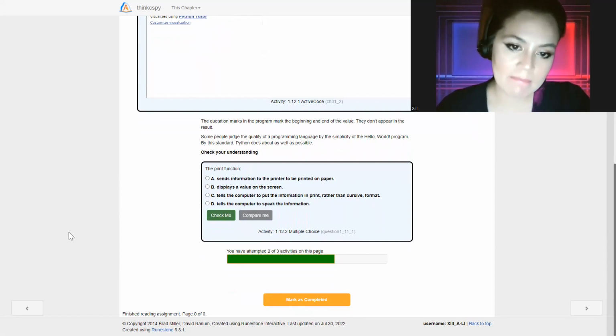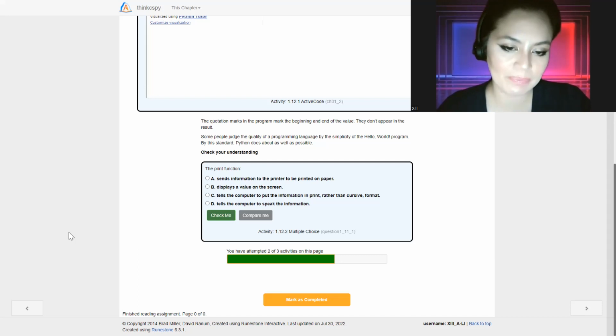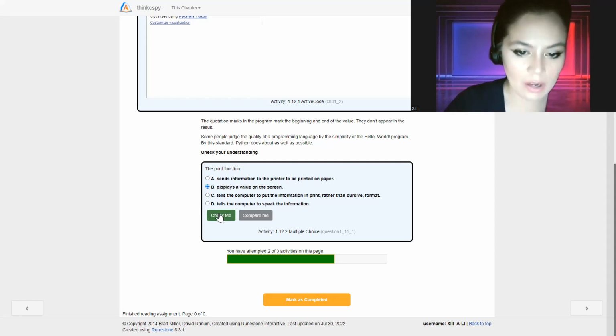Print function: A, sends information to the printer to be printed on paper. B, displays the value on the screen. C, tells the computer to put the information in print rather than cursive format. Or D, tells the computer to speak the information. So the answer would be B, displays the value on the screen.